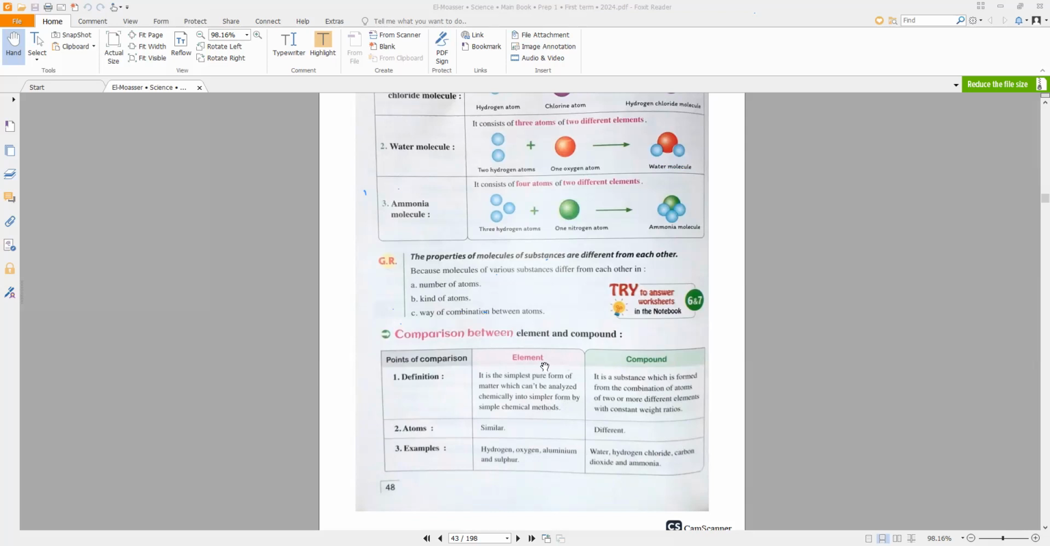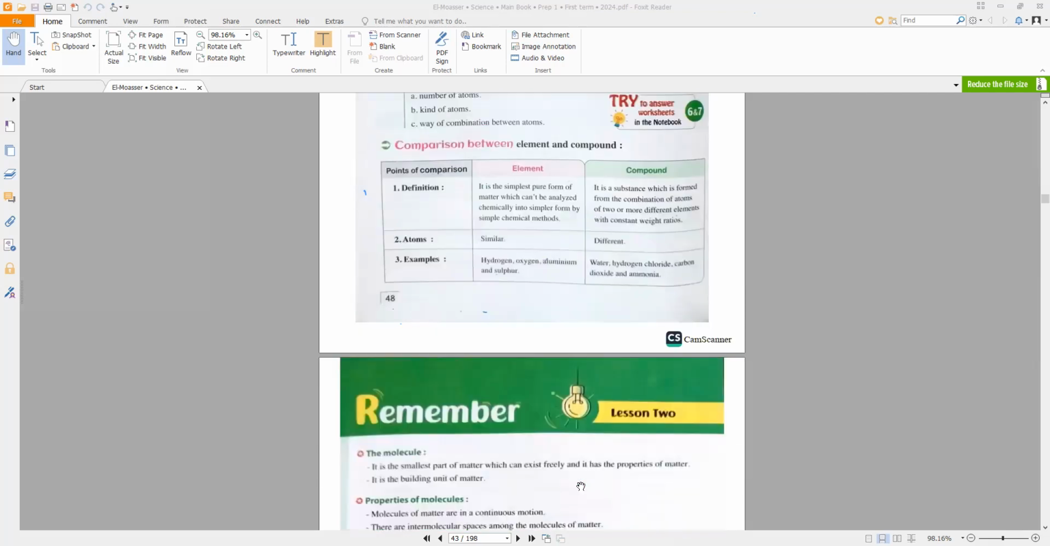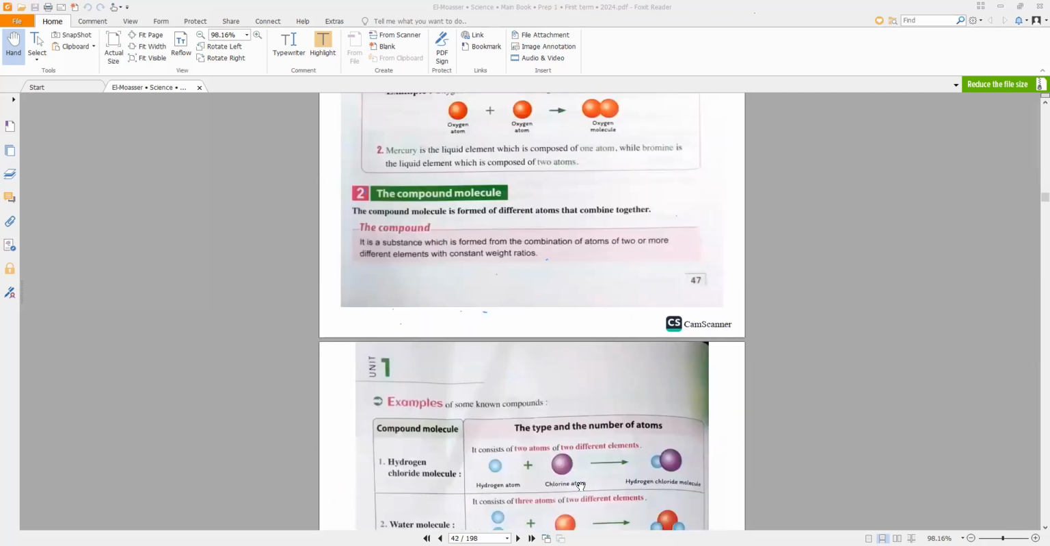This is the comparison between elements and compounds. Definition: in an element the atoms are similar, but in a compound they are different. And examples. This is the end of this lesson.